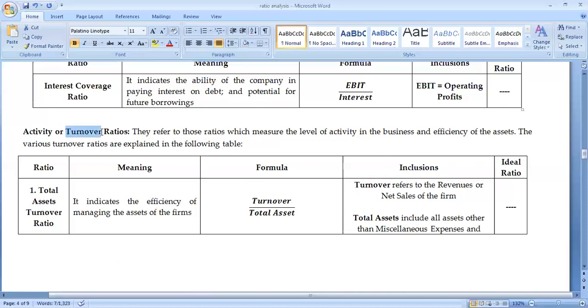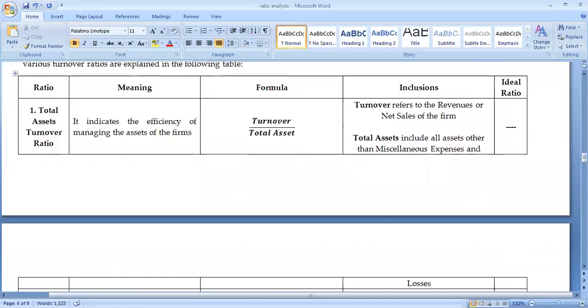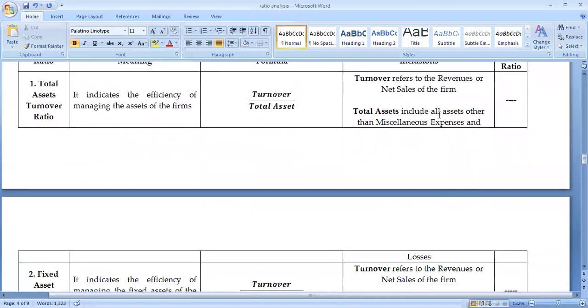Sales turnover is nothing but the sales ratio. Total assets turnover ratio indicates the efficiency of managing the assets of the firm. As the name itself tells, it is a turnover ratio compared with the total assets: turnover divided by total assets. What is turnover? Turnover refers to the revenue or net sales of the firm. What is total assets? Total assets includes all the assets other than the miscellaneous expenses and the losses. I told you this is very common everywhere.